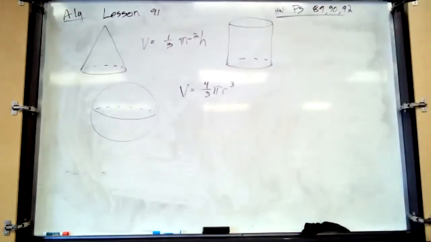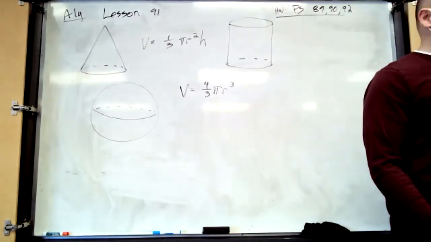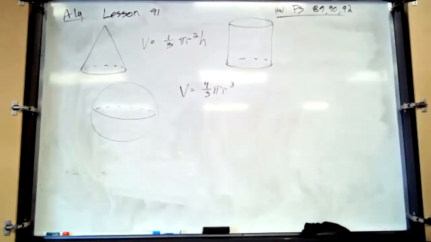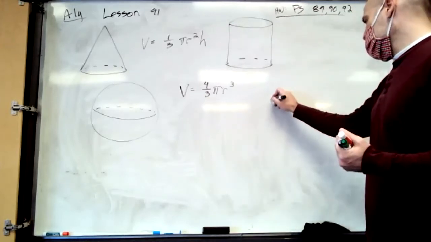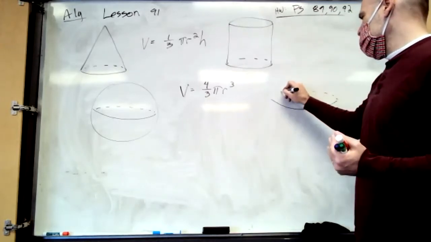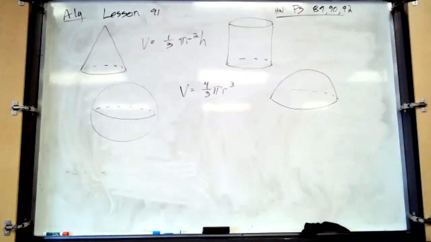4/3 pi r cubed. There's no h in there because the radius, well, I'll tell you in a second. Here's how I explain it to people. If you forget about it, you can kind of use your best guess to figure out the formula. If I were to break this in half, then it would look like this dome, okay? So technically that would be 2/3 pi r cubed, right?